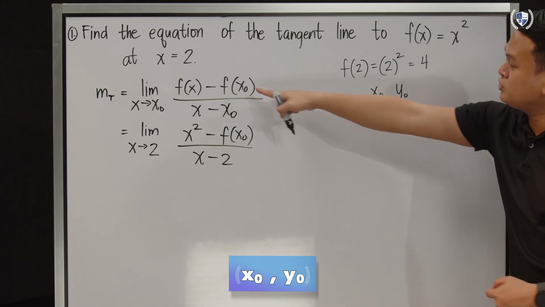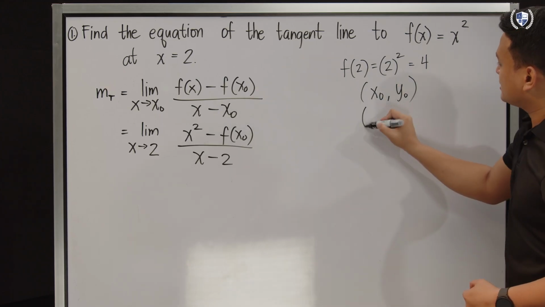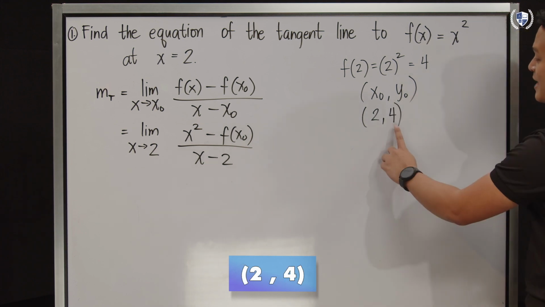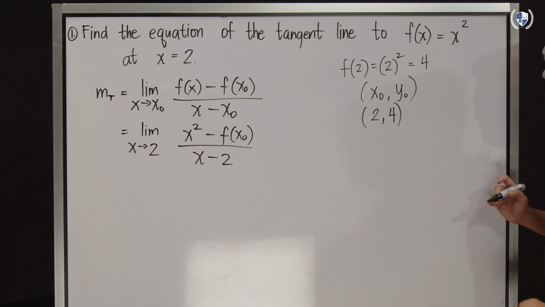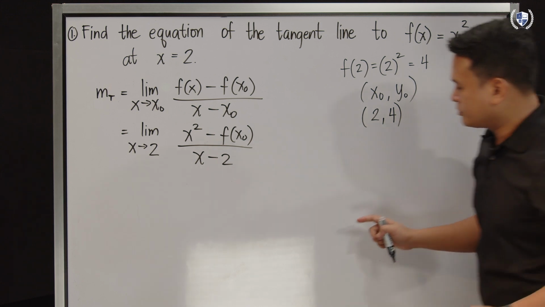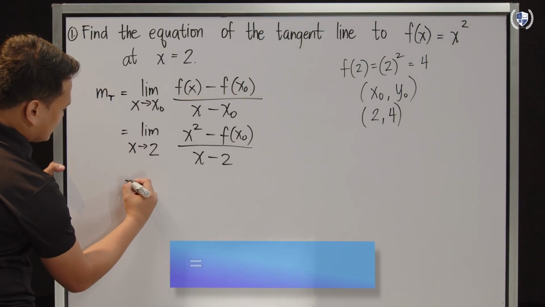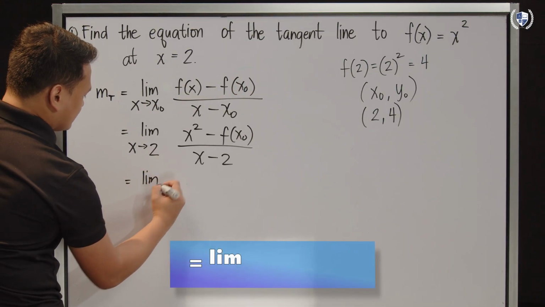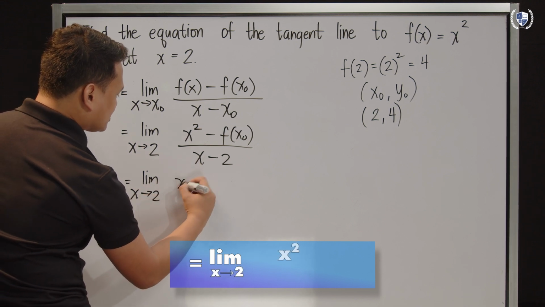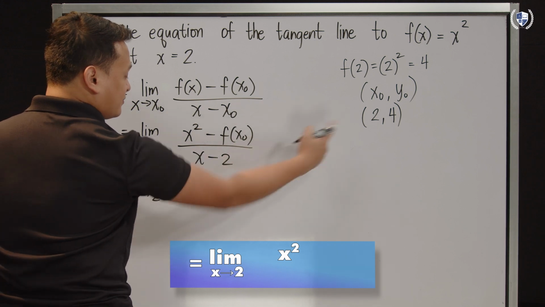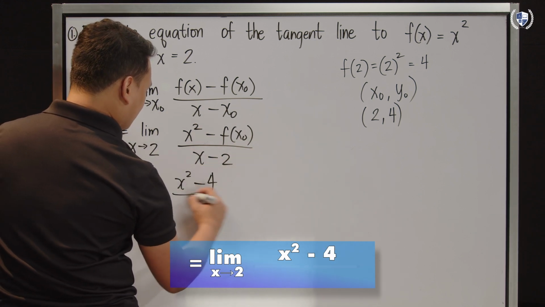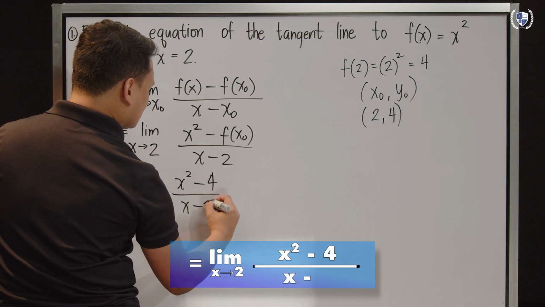Alam na natin actually yung coordinates ng ating x naught, y naught. At ang y naught na to, yun yung f of x naught ha. Yung x naught natin is 2 and y naught is 4. At magagamit na natin yung 4 na to doon sa ating original na equation natin para dun sa slope. So, this is just equal to the limit as x approaches 2 ng x squared. Ano yung y natin? Yung value ng y kapartner nung 2 natin. That's just 4 all over x minus 2.